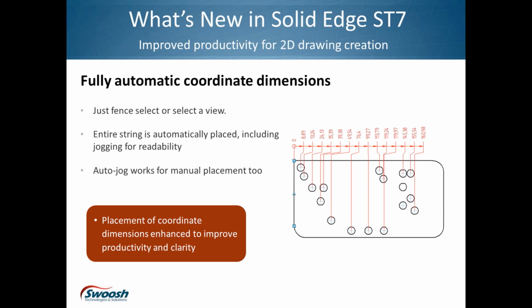Another one of the cool improvements that they've made to ST7 is they've added the capability of creating coordinate dimensions automatically. Just because of time constraints, we'll probably show this in a future webinar. But this is a real cool command. All you have to do is simply select the view, and Solid Edge ST7 will automatically place the necessary coordinate dimensions. You can have it set to finding all edges, all circles. It'll automatically place them. You don't have to go in there and pick each individual hole. And it automatically jogs everything in place. So we could have this in a future webinar.